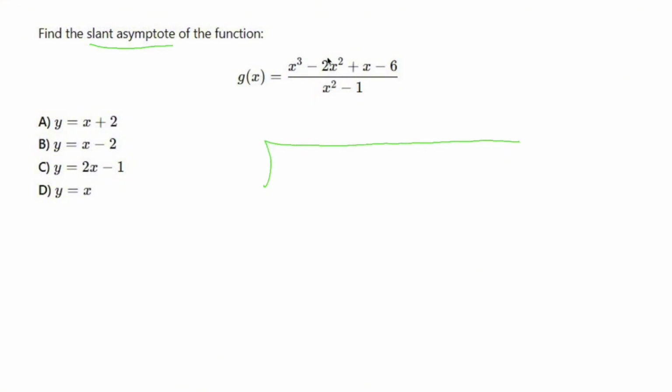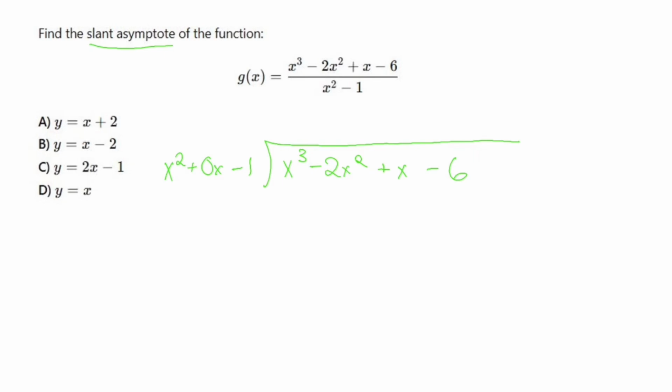Okay, put that guy underneath the division symbol. Keep in mind if you have any terms missing in between, you have to fill it in with a 0. So I don't think that happens here. X cubed minus 2x squared plus x minus 6. But that does happen here. X squared minus 1 is missing a 0x in between. So x squared plus 0x minus 1.